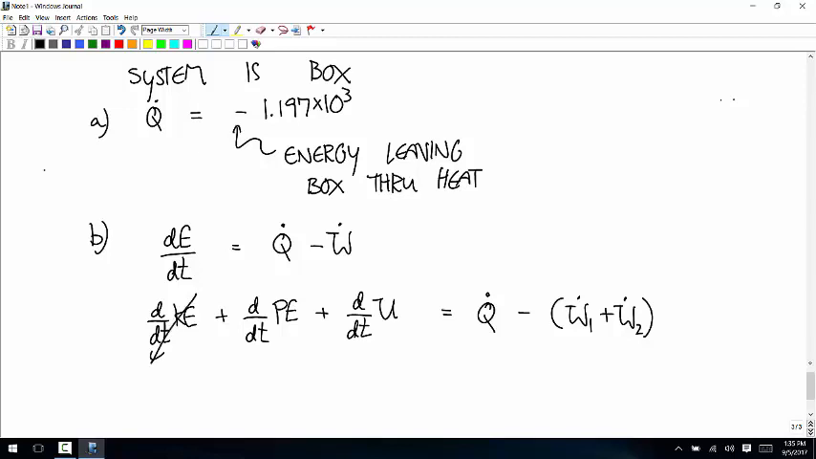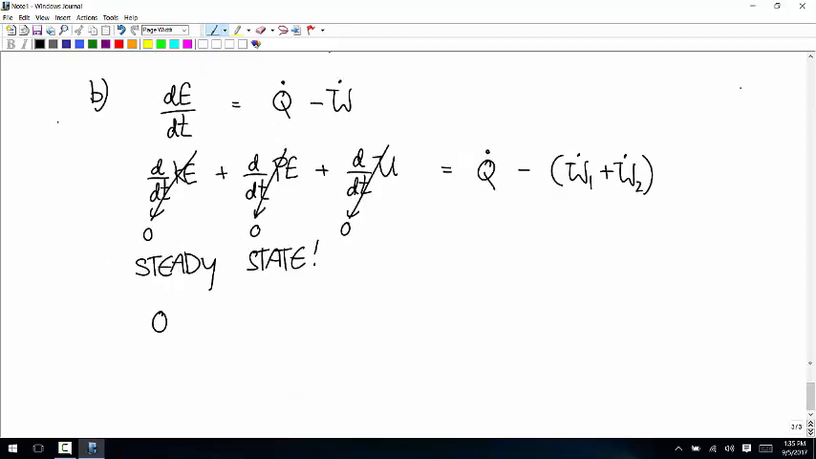And now all of these go away because this is steady state. If you have a steady state process, anything that's a property has no time derivative. It's constant in time. And so now we have that 0 is equal to Q dot minus W1 dot minus W2 dot. We just calculated Q dot was equal to negative 1.197 times 10 to the third watts.